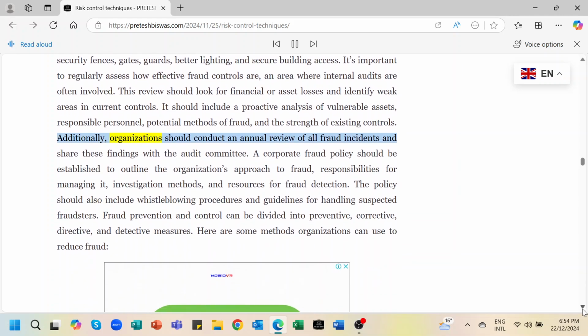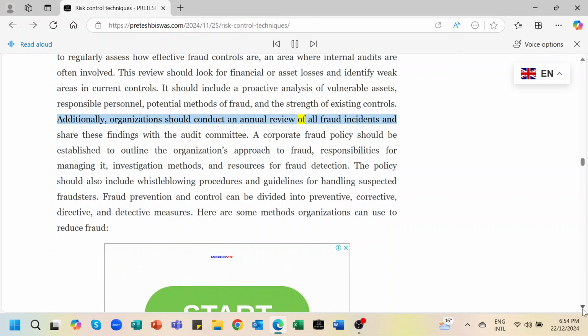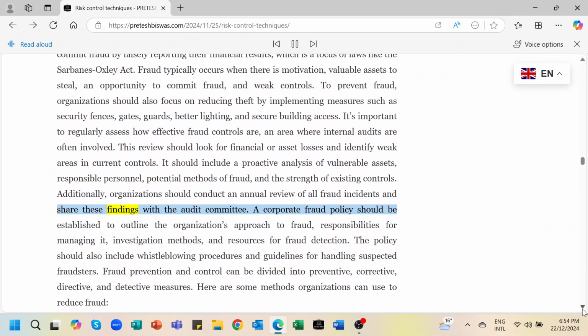Additionally, organizations should conduct an annual review of all fraud incidents and share these findings with the audit committee. A corporate fraud policy should be established to outline the organization's approach to fraud, responsibilities for managing it, investigation methods, and resources for fraud detection. The policy should also include whistleblowing procedures and guidelines for handling suspected fraudsters. Fraud prevention and control can be divided into preventive, corrective, directive, and detective measures.